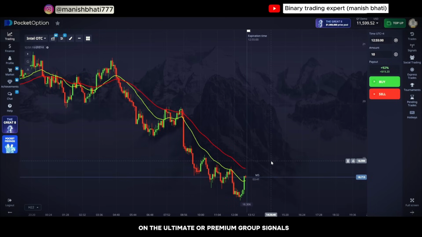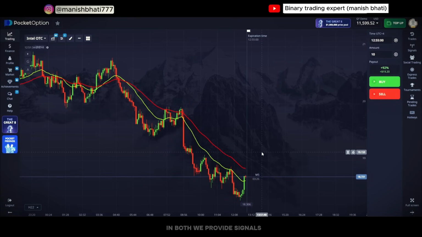On the ultimate or premium group signals, you can use MTG1, Martingale 1. We do not recommend MTG2, Martingale 2, but if your money management is good, then you can use it. Otherwise, you can avoid Martingale 2. Both the ultimate and premium groups run the same way. In both, we provide signals 20 to 30 seconds before the candle opens.